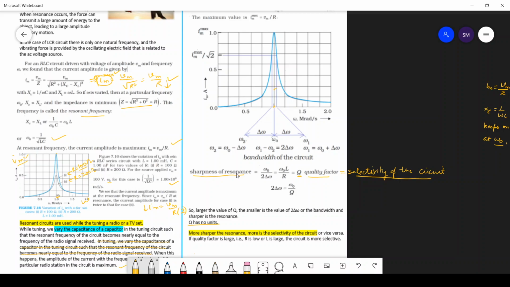And for higher sharpness, what do we need? So that we get a clear voice in our radio, we want the sharpness of resonance to be high, we want the quality factor to be high, and that is more selectivity. Here we use the words more selectivity, here we use high quality factor, and here we use more sharpness of resonance.